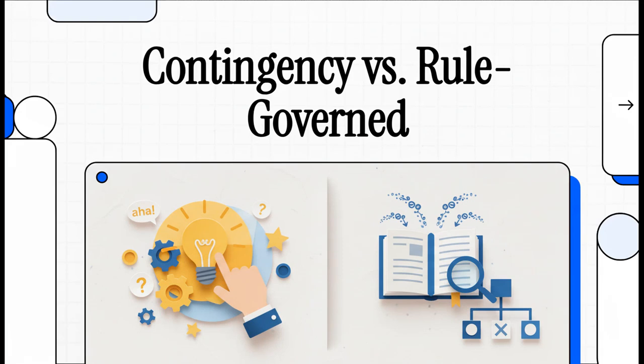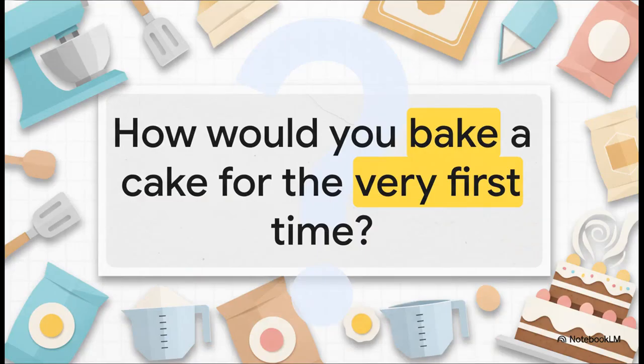When it comes to learning, we often think of it as one single process. But in behavior analysis, we actually see two very distinct paths that our behavior follows. Today, we're going to break down the difference between learning from direct hands-on experience versus learning by simply following the rules. To get us started, let's think about a really simple everyday scenario.